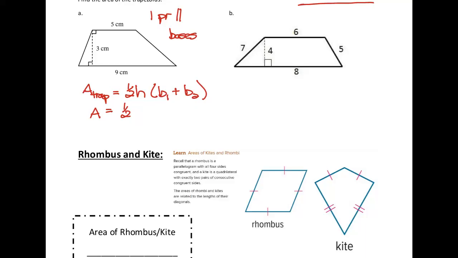It is 3. See this little box here? That means it is perpendicular to the base. So that is 1/2 of 3 times the sum of the bases. I don't want that color, I want green.